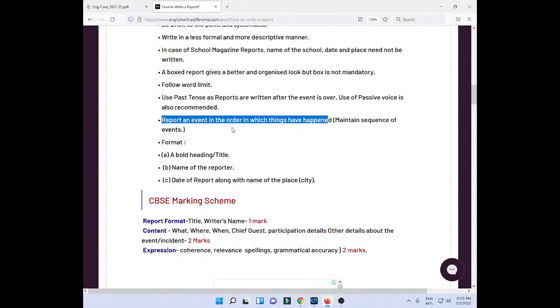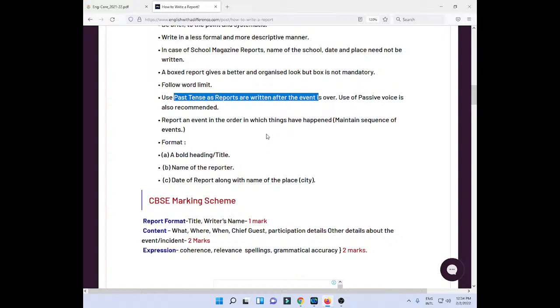Next, report an event in the order in which things have happened. We have already told you, maintain the sequence of events, that is very important when it comes to report writing. And then it is very important to write the entire report in past tense. Entire report should be written in past tense.